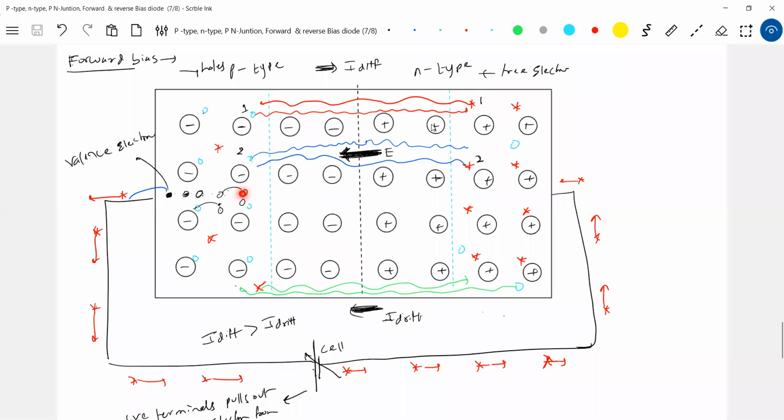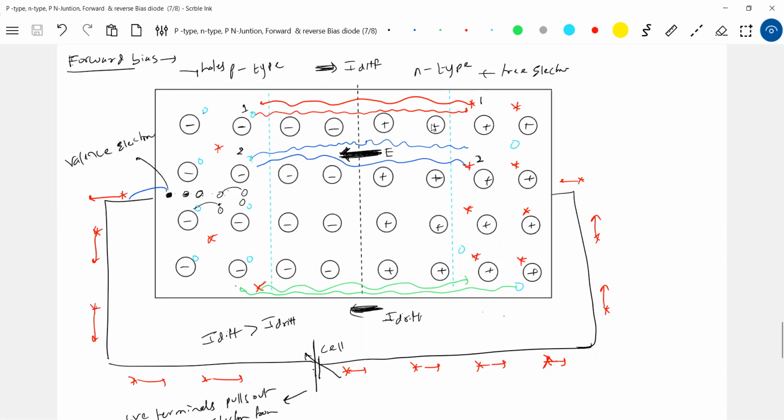Similarly, the positive terminal of the cell will pull valence electrons. Because of that, the holes will move. These holes, when they move here, may take this position, meaning this hole will pull a valence electron from here. So what actually occurs? This battery will pull this valence electron. This particular hole will pull a valence electron from here, and this valence electron will jump to here and come like this. So the width of the depletion layer decreases.